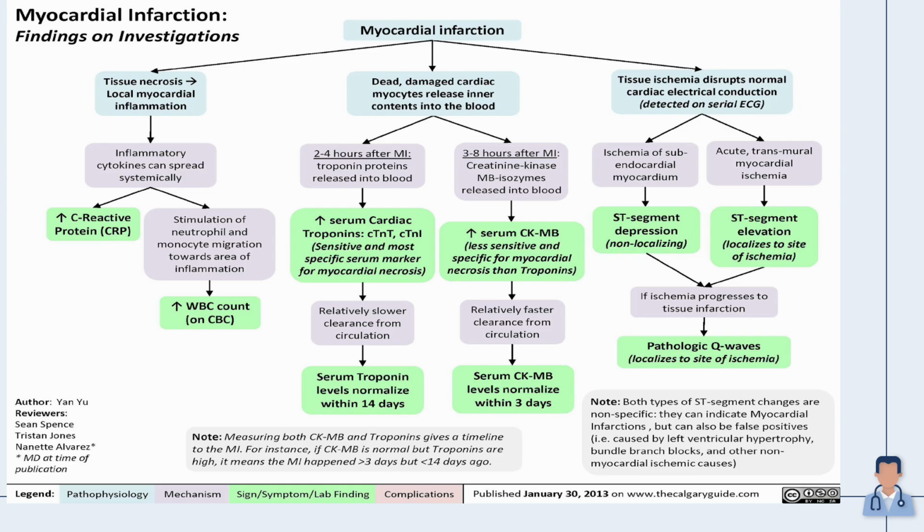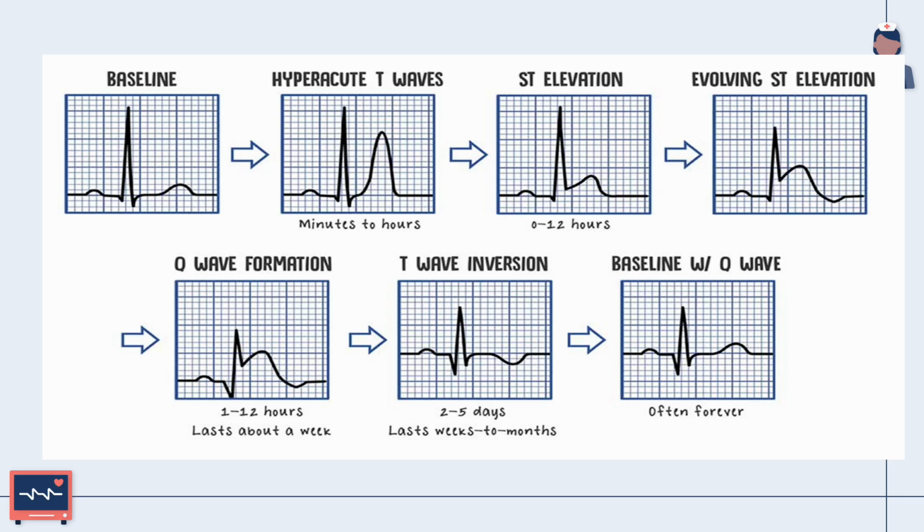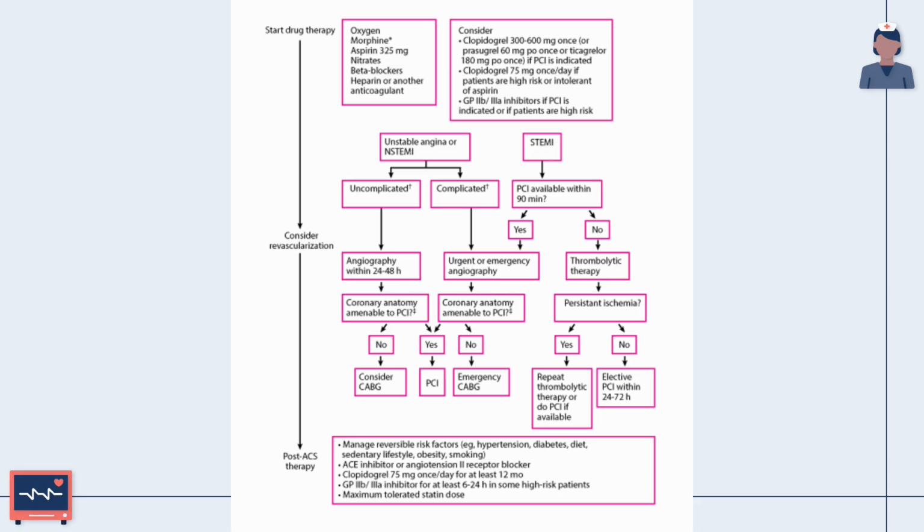So think about C-reactive protein, what's going on with the white count, our cardiac biomarkers, as well as what's happening with the EKG. So this slide is outlining the evolution of what's happening during an MI. And here you'll see that pathological Q wave that will often be on their EKG forever. And here's our outline of our management approach to MI.